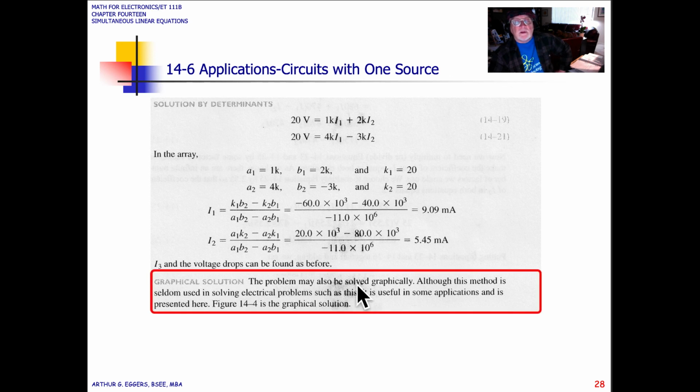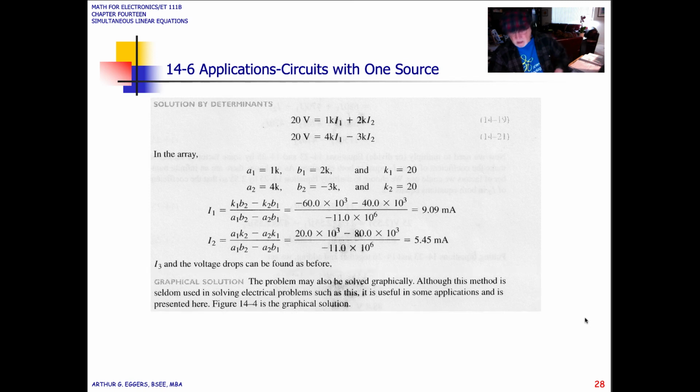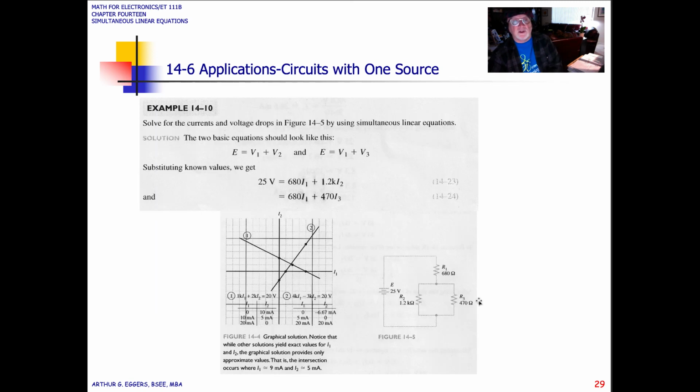The problem can be solved graphically, although this method is seldom used in solving electrical problems such as this. It's useful in some applications and is presented here in figure 14.4 as a graphical solution.